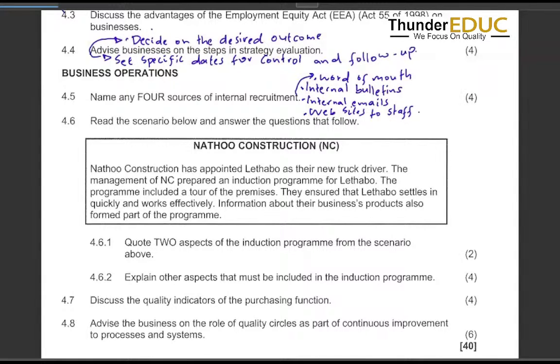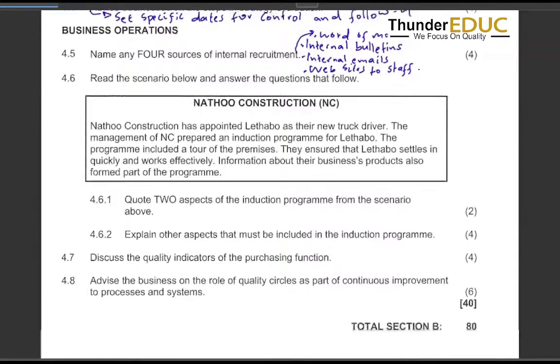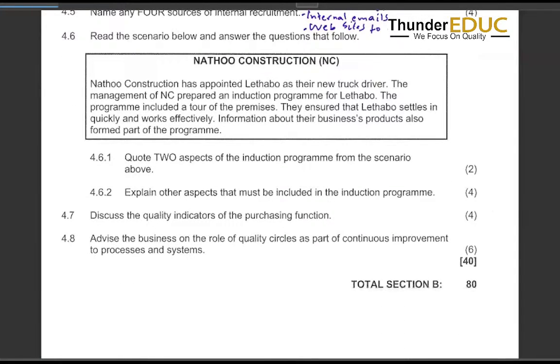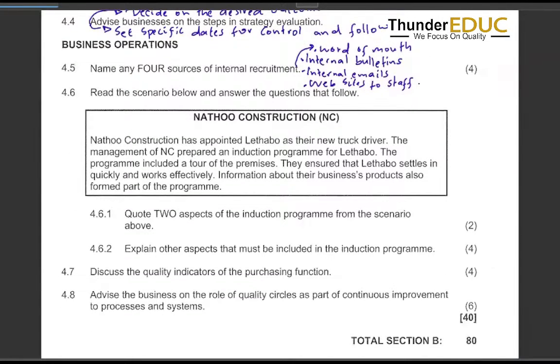Okay, so now let's move on to 4.6. So now if you check 4.6, it reads as follows. It says Naido Construction. So Naido Construction has appointed Litabo as their new truck driver. So the management of NC prepared an induction program for Litabo. So now let me actually do this. We have sentence 1. So now here we have sentence 2. So now the program included a tour in the premises.